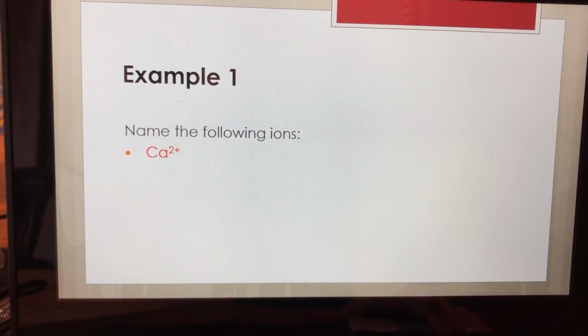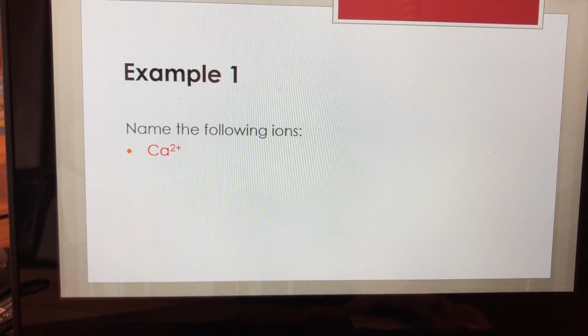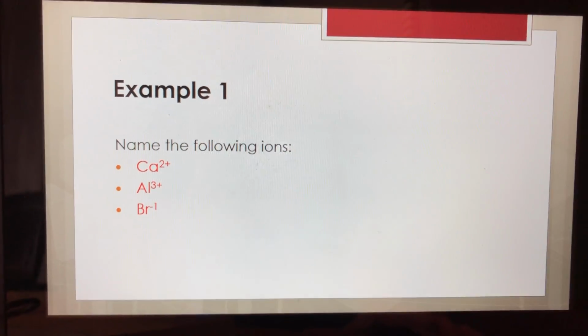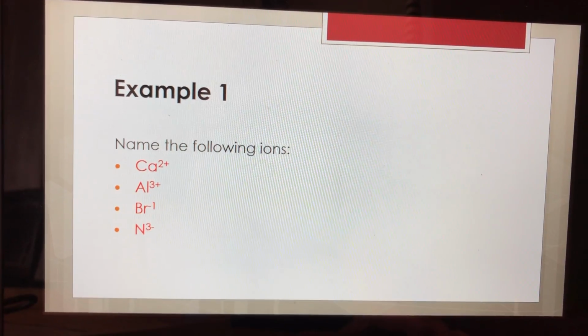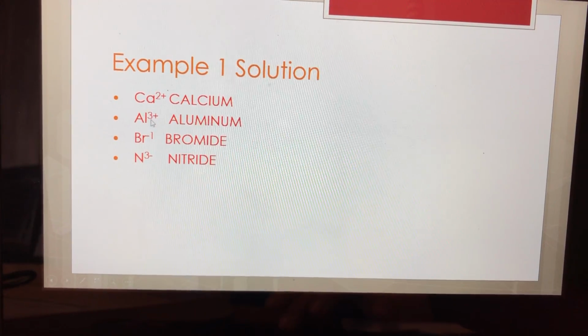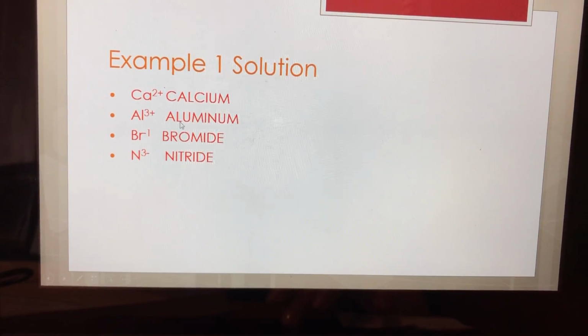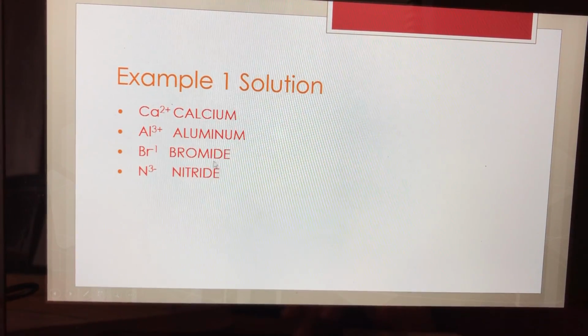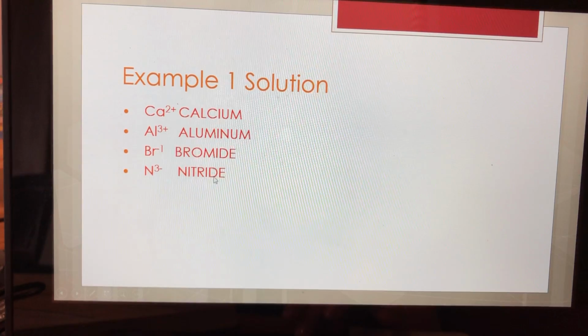Okay, let's name the following ions. Calcium, Ca2+, Al3+, Br-1, N-3. So how you would name them is just basically what the element is. So calcium, aluminum, and then these are negative, so you have to change the ending to "ide", so bromide and nitride.